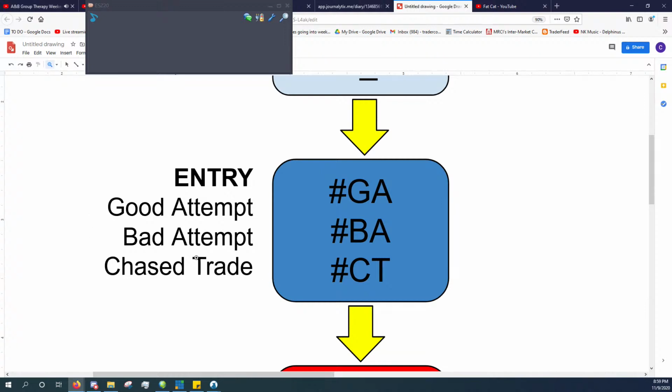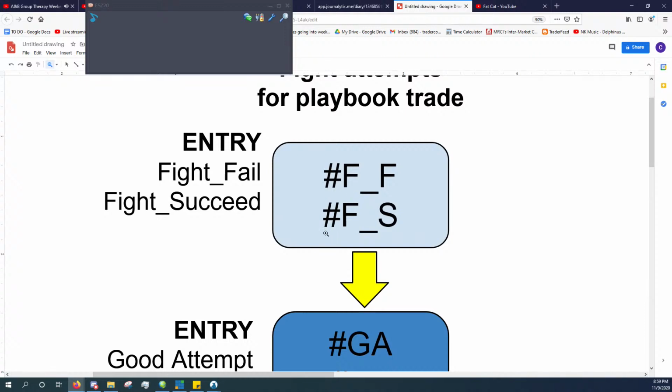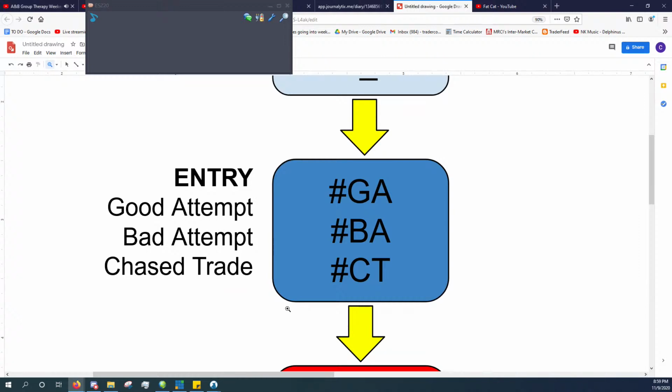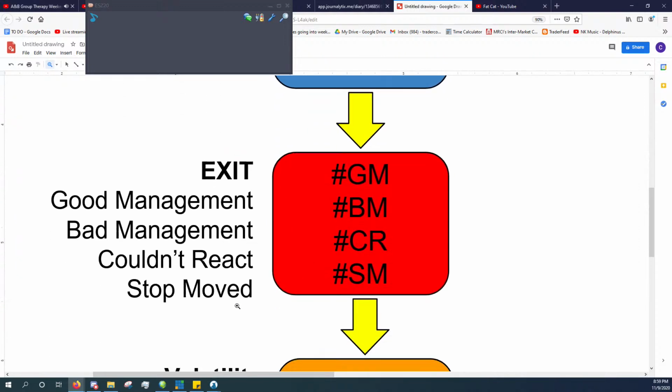Anyways, it was a good attempt. So that's the best outcome for this. The best outcome would obviously be a successful hit and a good attempt. That hashtag pairing would be the best to see, honestly. How was the exit of this trade? Let's look. Let's look.